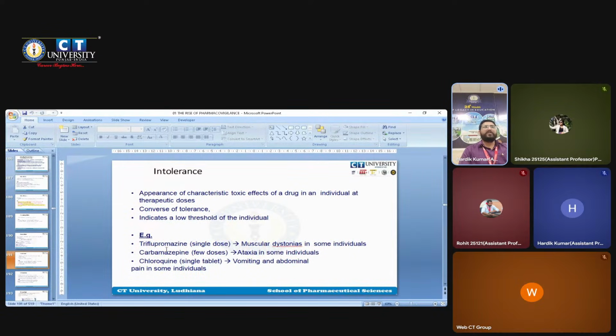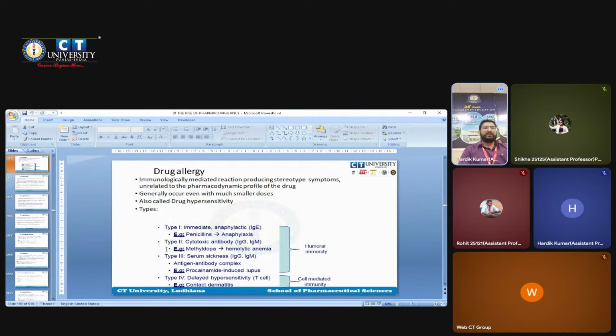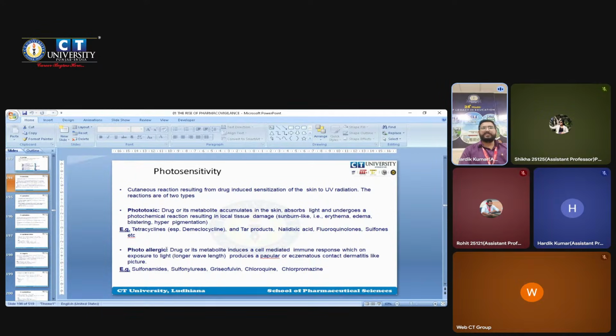If we talk about intolerance, the appearance of characteristic toxic effects of a drug in an individual at a therapeutic dose converts the tolerance and indicates a lower threshold for the individual. Then there is the photosensitivity of the drug allergy.